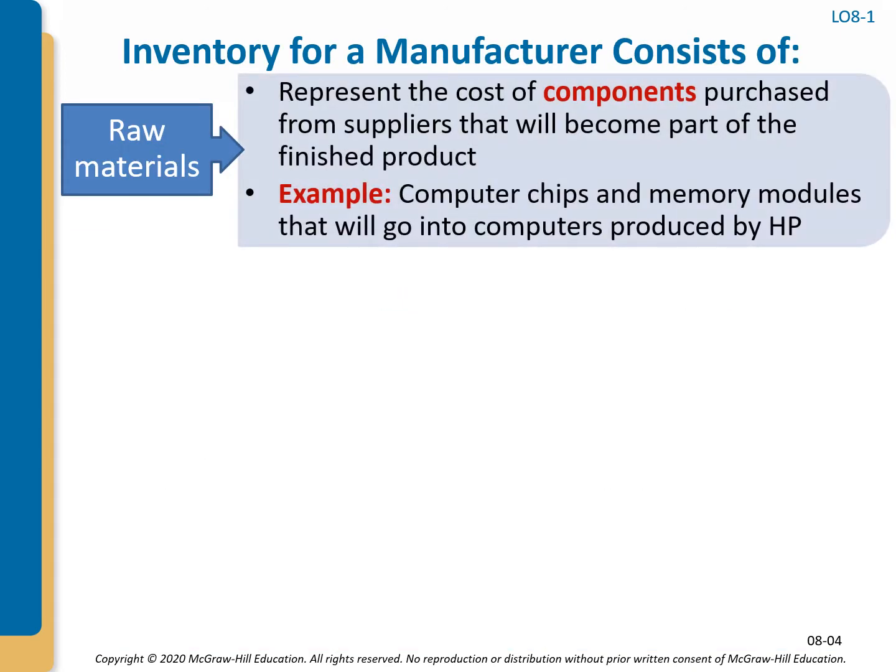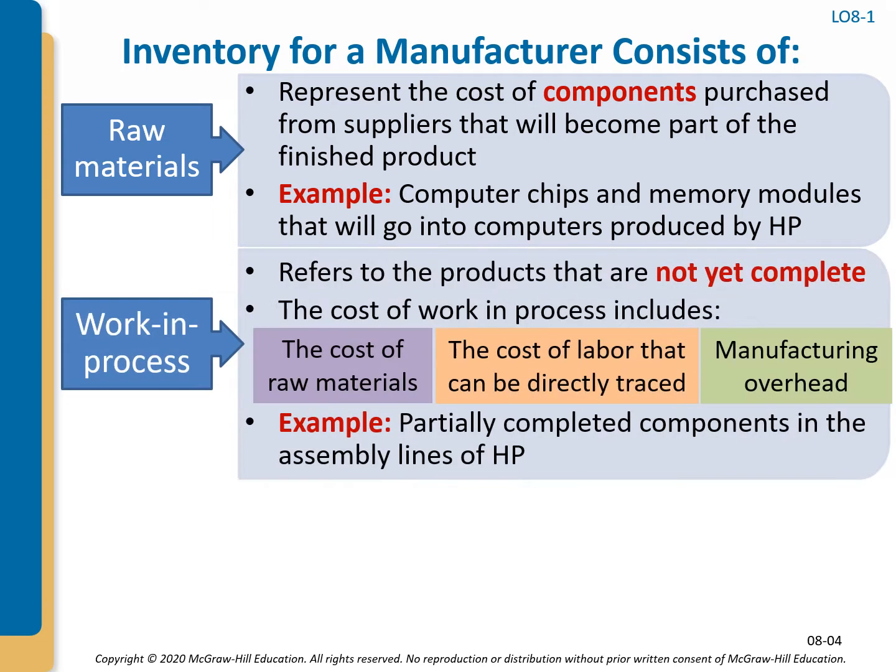Raw materials represent the cost of components purchased from a supplier that will become part of a finished good. A good example is computer chips and computer models that will go into the computer that is produced. So all of those components of raw material form part of inventory.